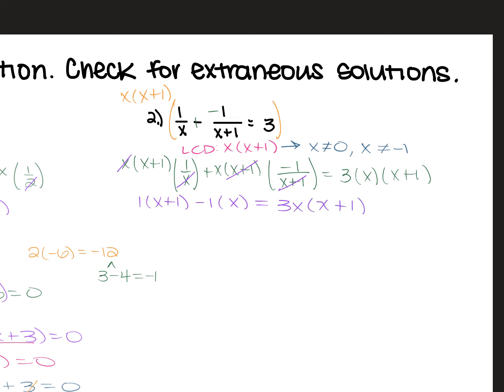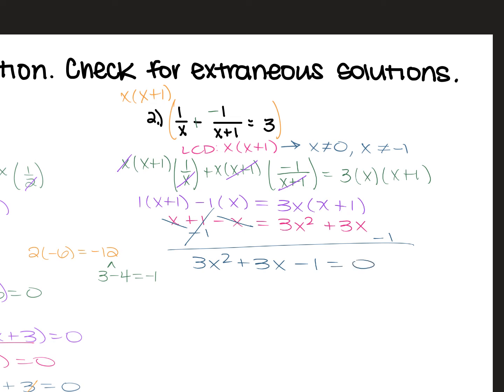So I'm going to distribute and multiply here, and that's going to give me x plus 1 minus x is equal to 3x squared plus 3x. My x's on the left side are opposites, so they cancel. That's leaving me with the 1 is equal to 3x squared plus 3x. So I'm going to move the 1 over by subtracting it from both sides, and that gives me 3x squared plus 3x minus 1 is equal to 0.